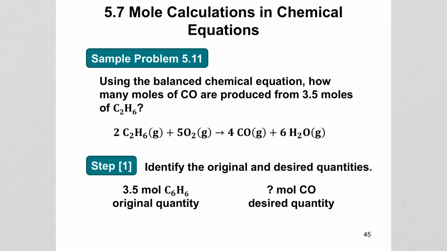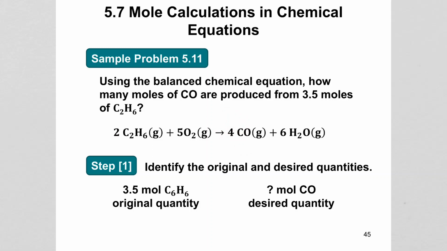Now, the question is, using the balanced chemical equation, how many moles of carbon monoxide are produced from 3.5 moles of ethane, this fuel molecule right here? For that, we need to compare the mole ratio. How many of one allow me to get how many of the other, and vice versa. So, this little number on the side is the key to obtaining that information. For every 2 moles of ethane, I will be able to produce 4 moles of carbon monoxide.